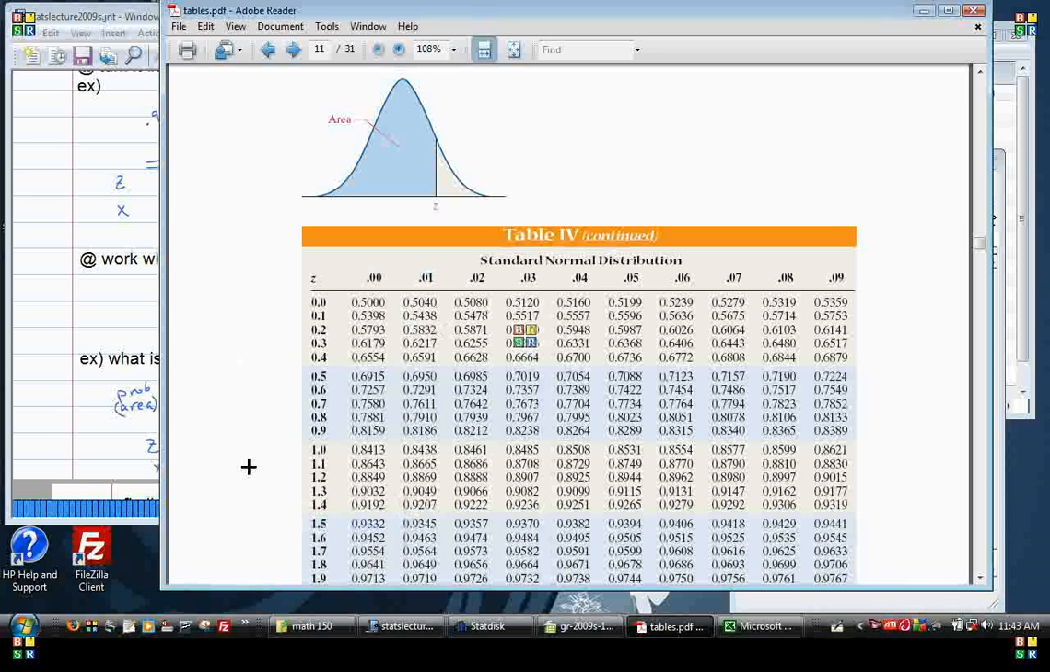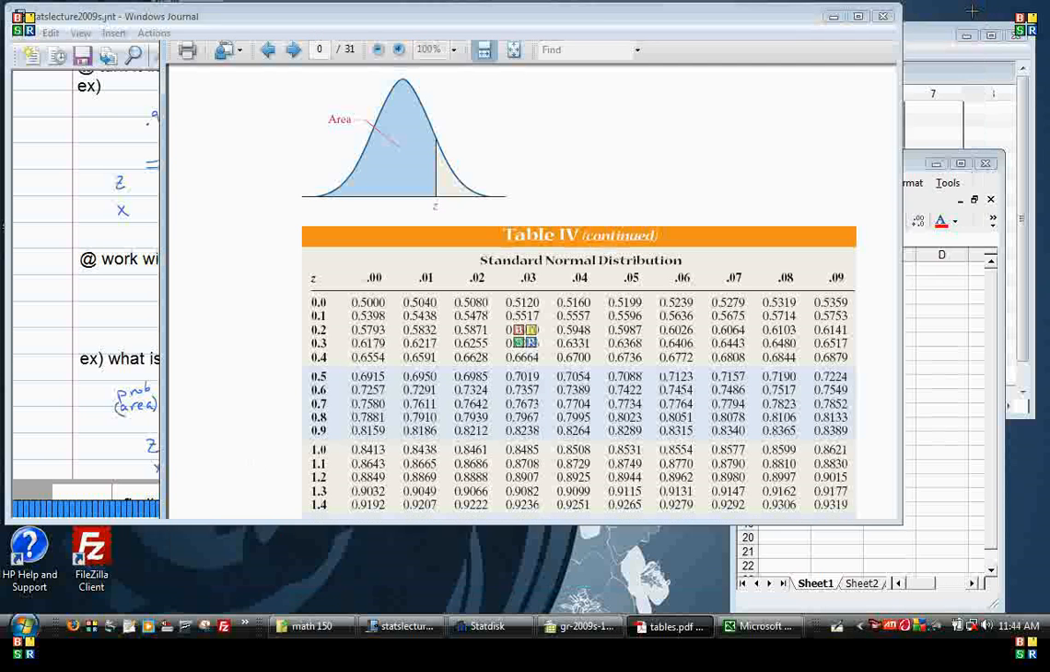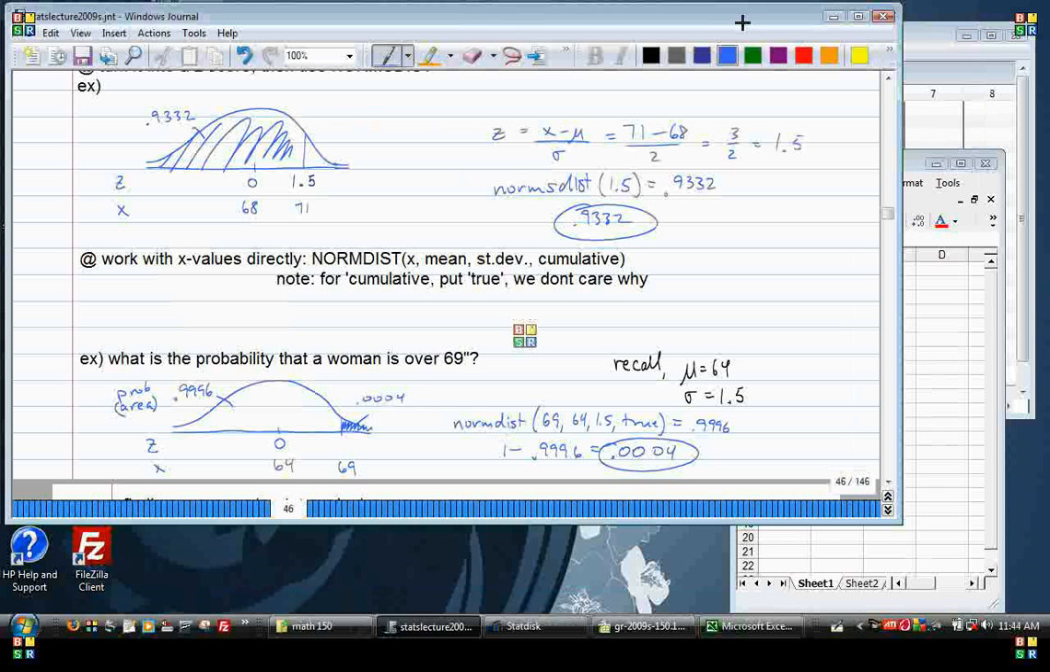If you have a computer available, are you going to do it this way? Probably not. And I don't recommend it either. I just want you to appreciate how lucky you are. So that's it. Anyone who wants to use the table, please feel free to use the table. I'm just not going to talk about it in class.